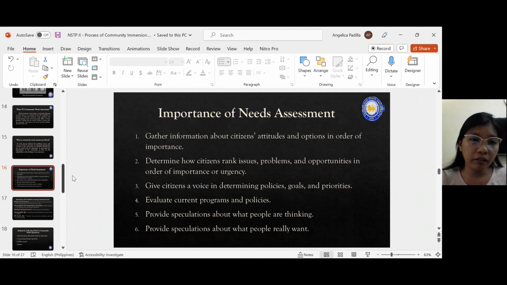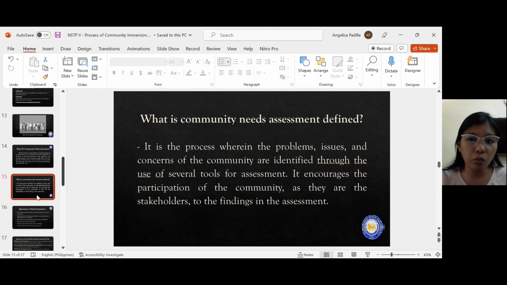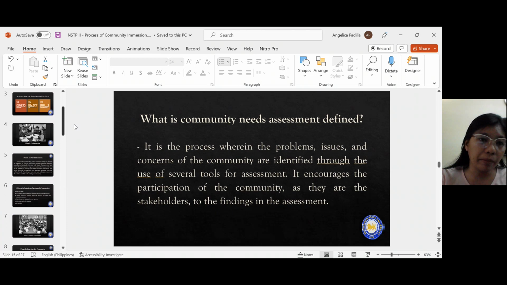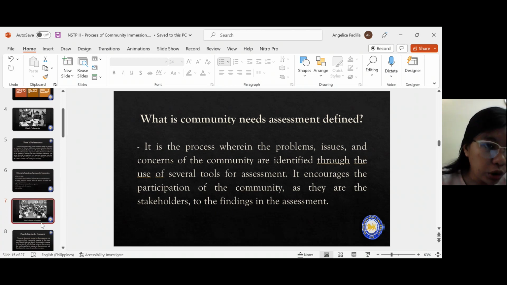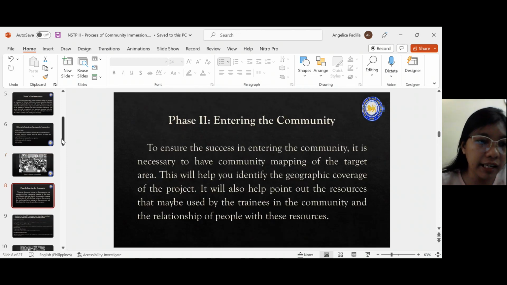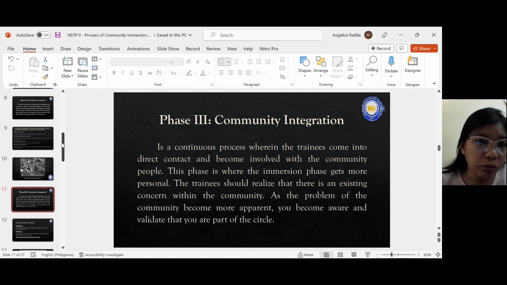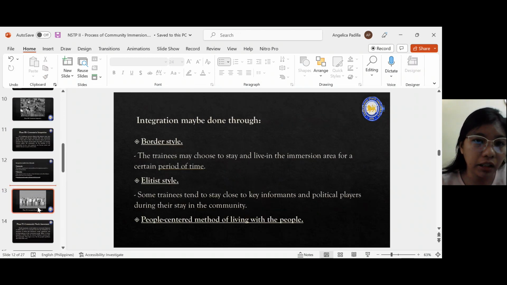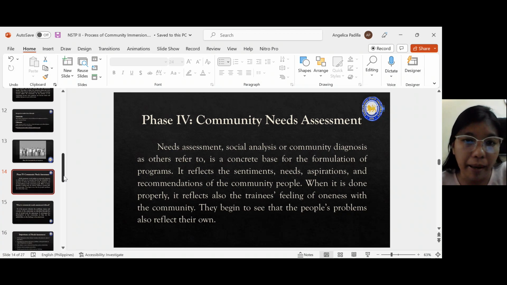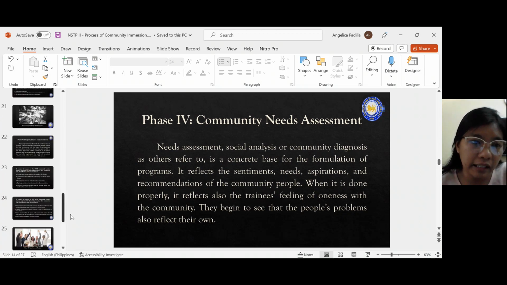I hope you have learned a lot in today's discussion. We end muna doon sa importance and definition ng needs assessment survey. Okay? And then, natapos din naman natin yung steps sa pre-immersion, ano yung sumunod sa entering the community, and then community integration, and then finally, after community integration, ano yung final step natin dito? Community needs assessment pa, and then meron pa dyan na i-discuss natin sa face-to-face na.